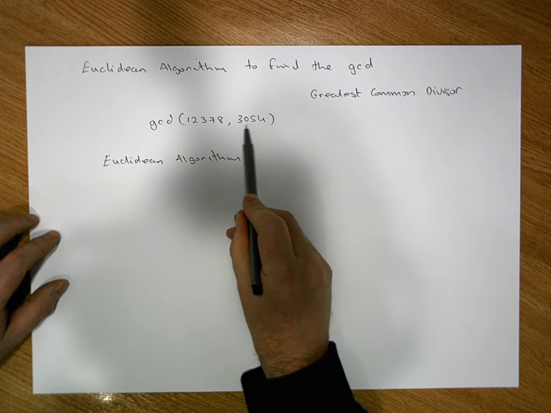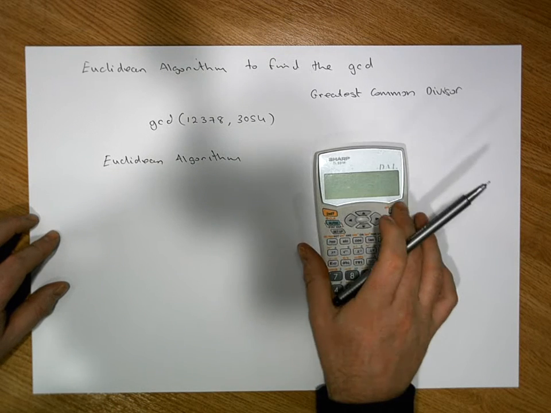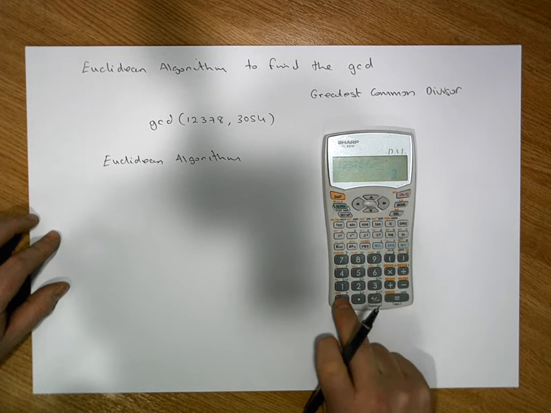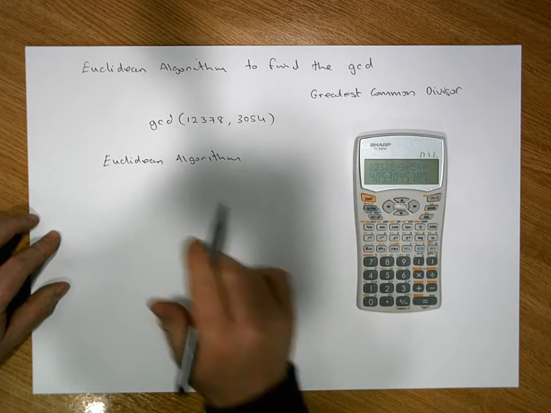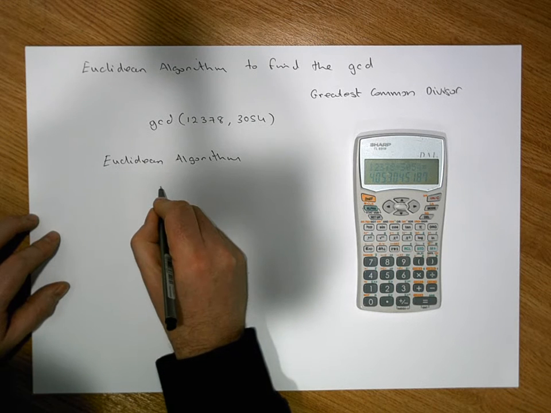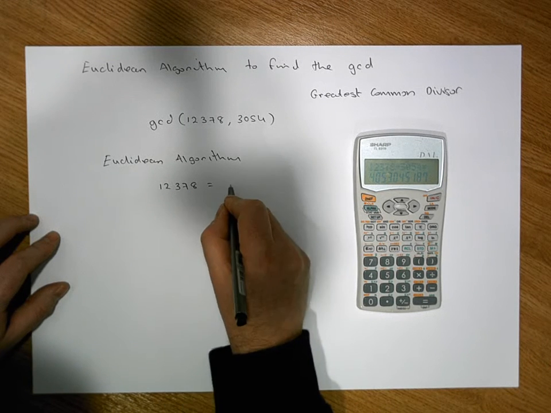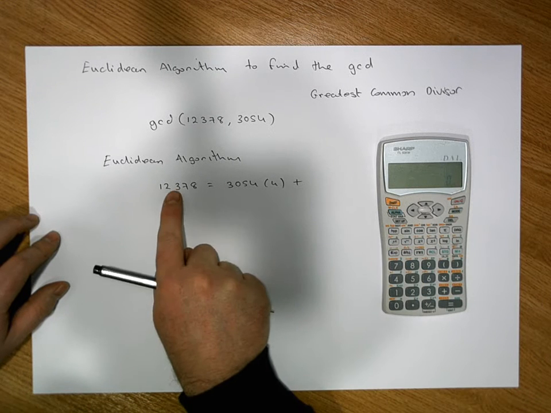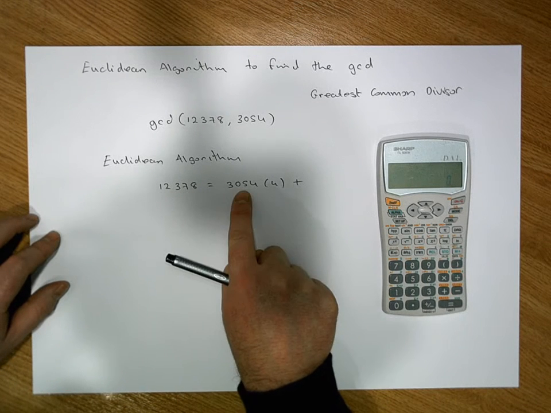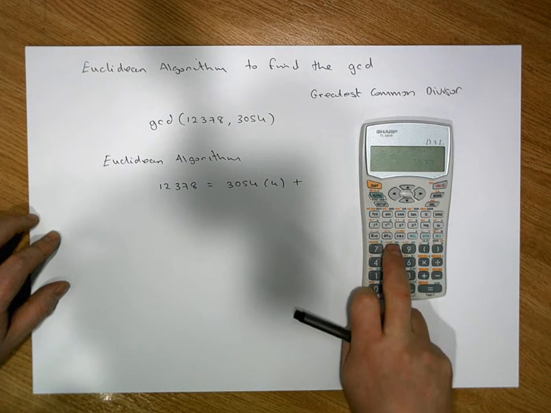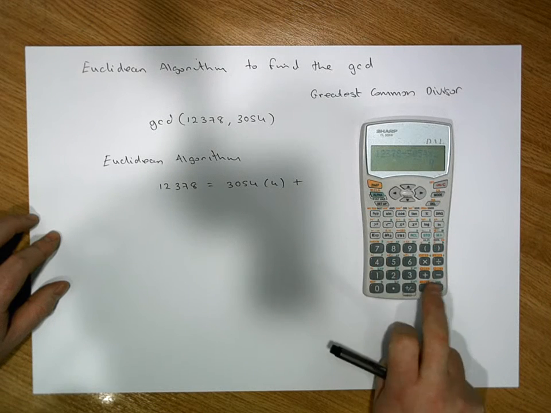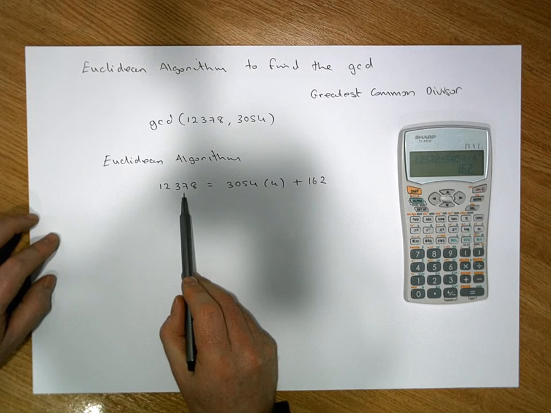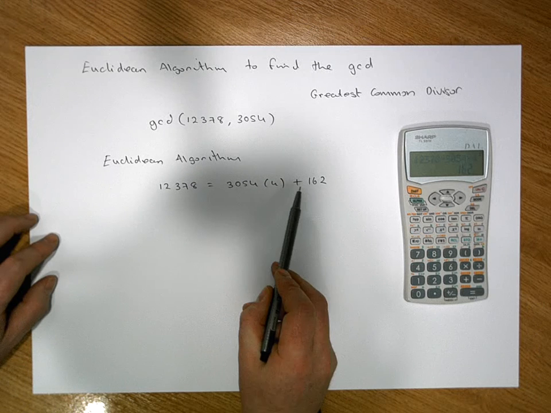Okay, so using the Euclidean algorithm, what we do is we take our largest number, in this case 12,378, and we ask how many times does 3,054 divide into 12,378. 12,378 divided by 3,054 goes in 4 times. So what we know from the Euclidean algorithm, or the division algorithm, is that 12,378 must be equal to 3,054 times 4 plus some remainder. To find the remainder, we take 12,378 and take away from it 3,054 times 4. So 12,378 minus 3,054 times 4 gives us a remainder of 162. So our first pass of the division algorithm tells us that 12,378 is equal to 3,054 times 4 plus 162.